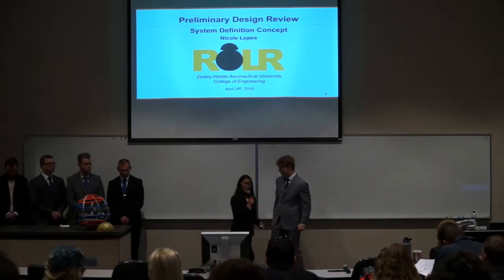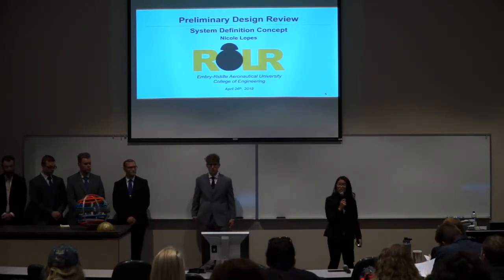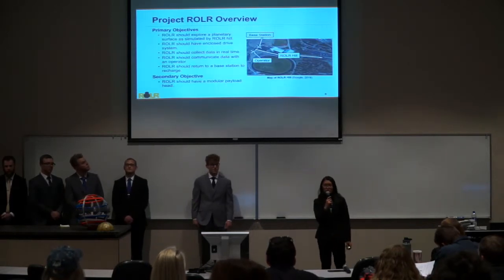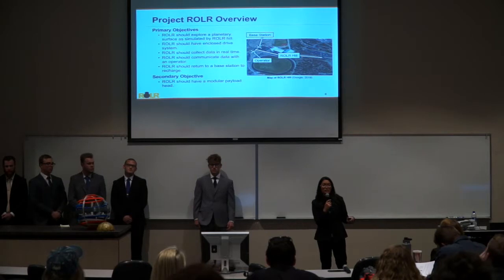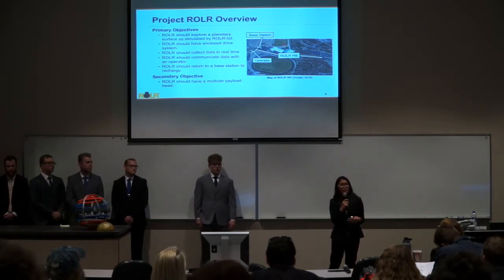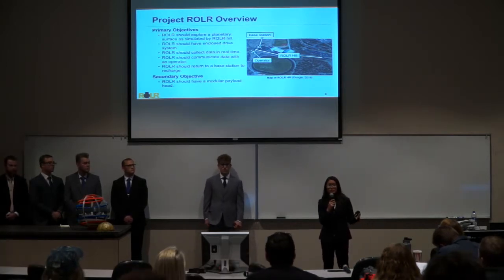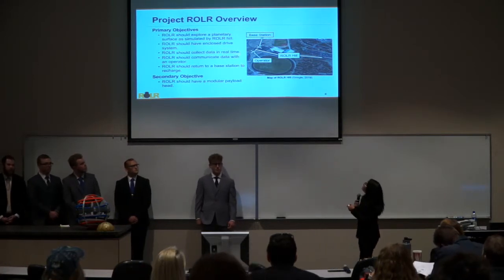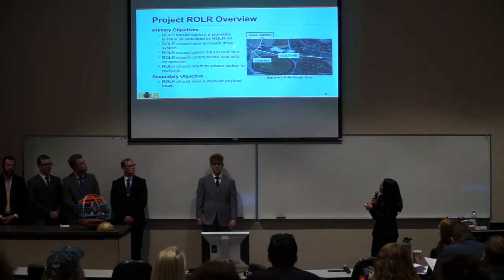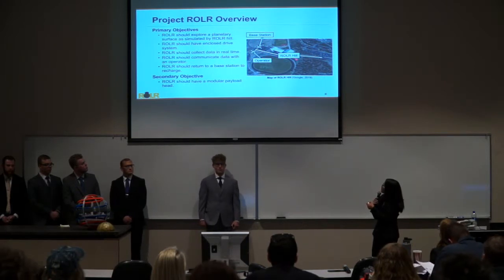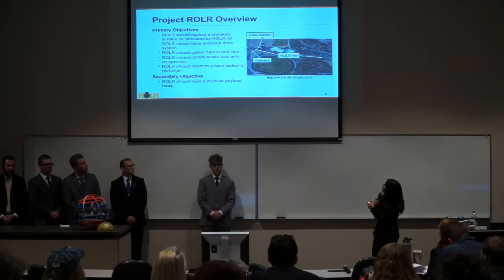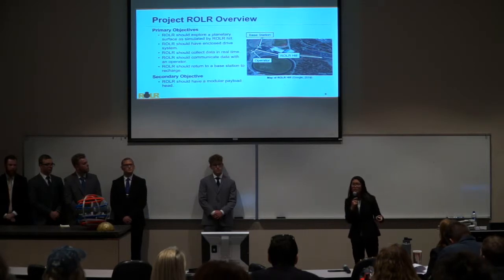All right, thanks, Ben. As he said, I'll be talking about our system definition concept. So to start, we'll go over Project ROLR's objectives, and we have 5 primary objectives. The first one is that it should explore a planetary surface simulated by Roller Hill. So this is Roller Hill. It goes along, on this Prescott campus, along Darbertine Drive, from the bottom of the parking lot, up this hill to the top of the parking lot and back down, and that'll be 1 lap of Roller Hill.